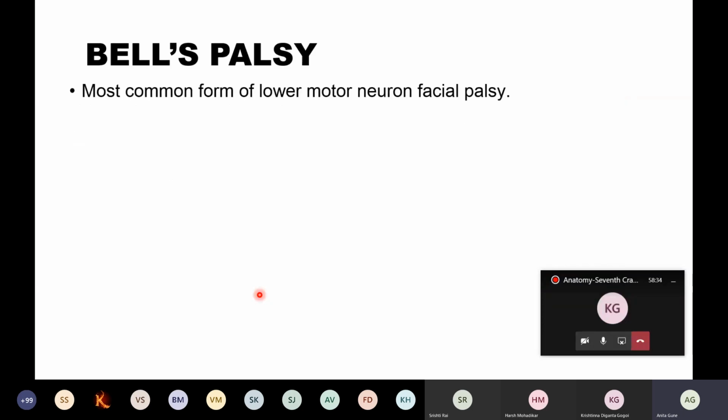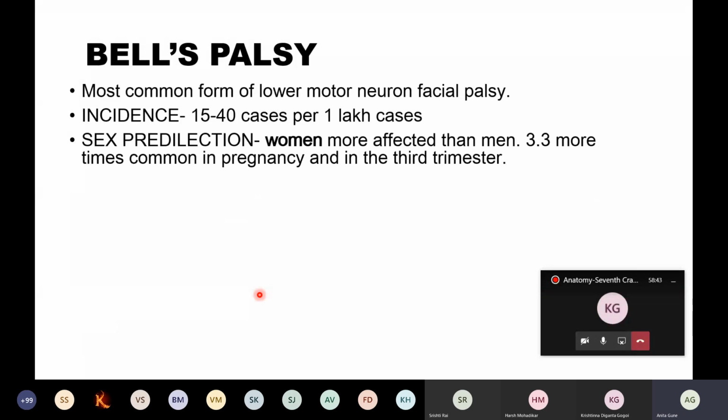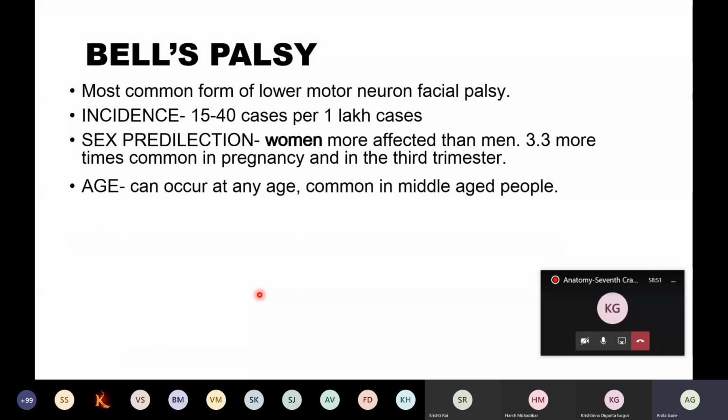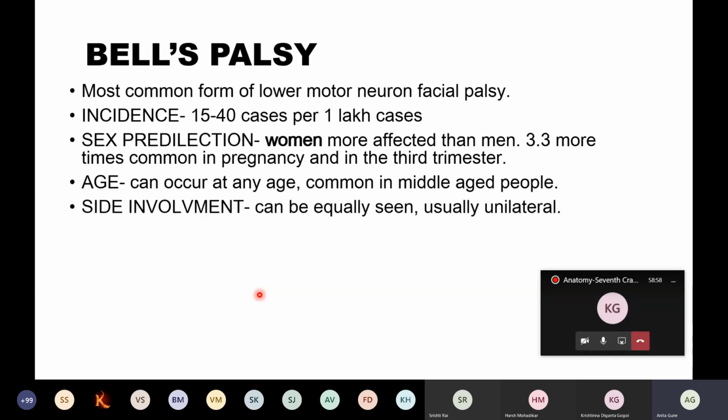It is the most common type of lower motor neuron facial palsy. Incidence is about 15 to 40 cases per 1 lakh population. It is 3.3 times more common in pregnancy, and that also more in the third trimester. It can occur at any age, but it is more common in middle-aged people. Regarding side involvement, it can be right or left, but it is usually unilateral. Bilateral is very, very rare.